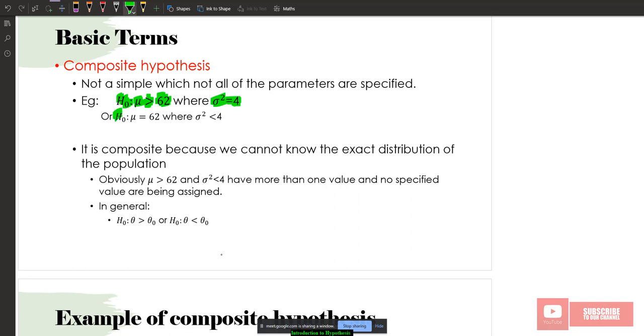For example, let's say we have a null hypothesis mean equal to 62 and the variance is less than 4. We already know the mean is 62, but the variance is unknown. We don't know the specified value of variance. Variance could be 2, could be 3, could be 1. It's not a specified value. So when we have this situation, it is called a composite hypothesis.